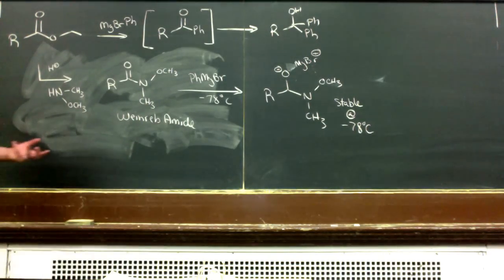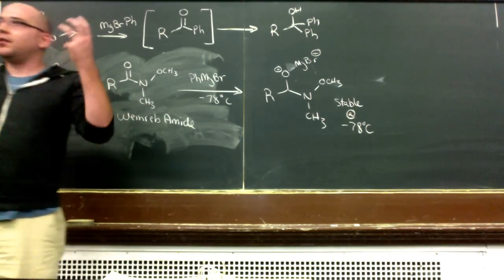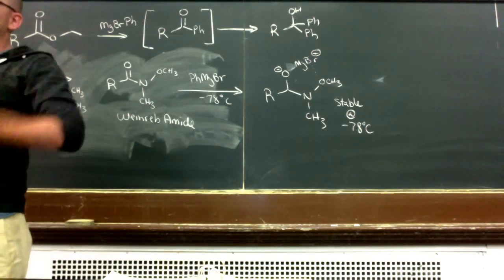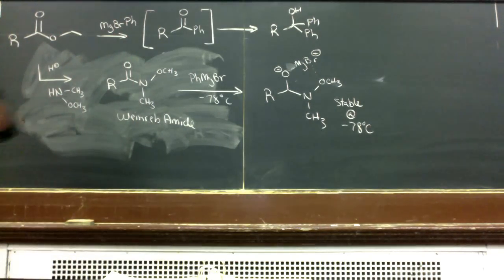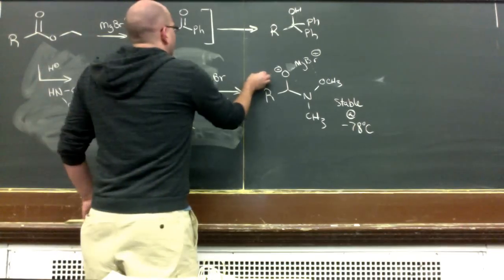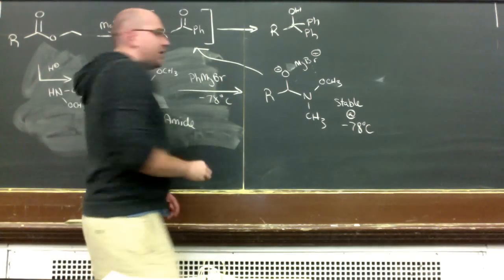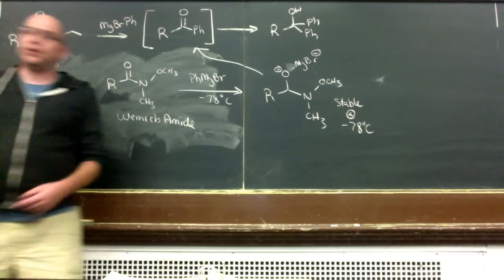And again, if you run this at minus 78, when you're done with the reaction after a certain amount of time, you'll then quench it. You'll keep it cold, you'll quench it, you'll warm it up. You'll have effectively quenched all the excess Grignard. This will all fall apart, and then you will effectively get to the ketone.